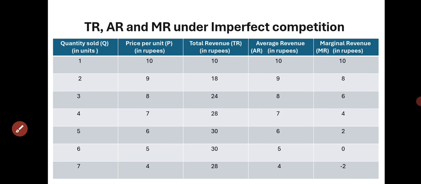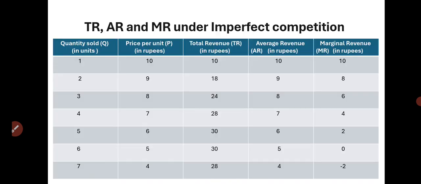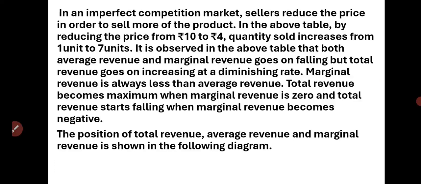Now, we will explain this table. In an imperfect competition market, sellers reduce the price in order to sell more of the product. In the above table, by reducing the price of the commodity from 10 rupees to 9 rupees to 8 rupees to 7 up to 4 rupees per unit, continuously, quantity sold increases from 1 unit up to 7 units, just by reducing the price from 10 rupees to 4 rupees, you see here, right. By reducing the price, quantity sold increases, right.